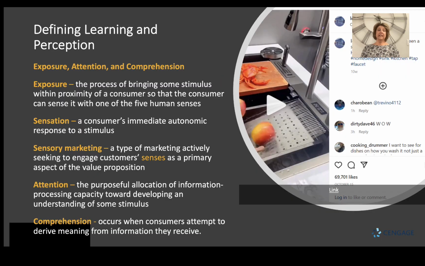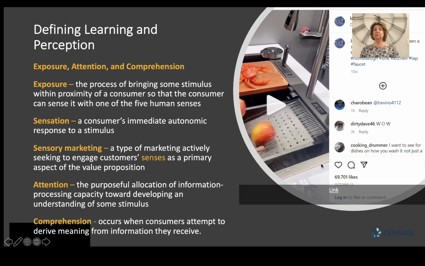In looking at exposure, we also have attention and comprehension that's needed. Again, exposure is that stimulus that we use, using senses, to get you to look and feel and believe in something. The sensation is your response to our stimuli. And then we use sensory marketing to trigger those 5 senses, to capture your attention and to get you to comprehend in a more cognitive way what we believe.